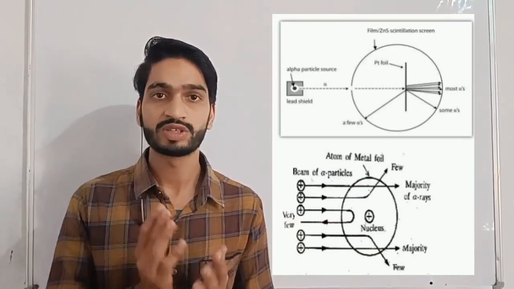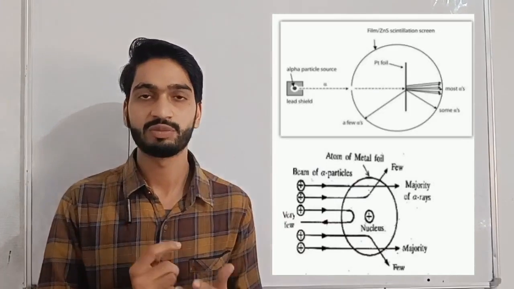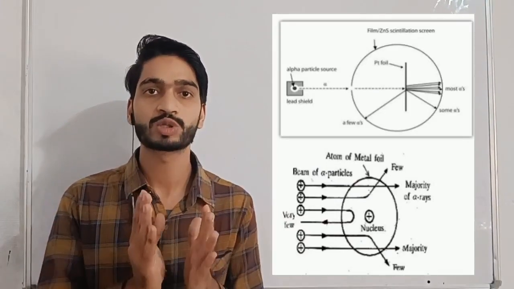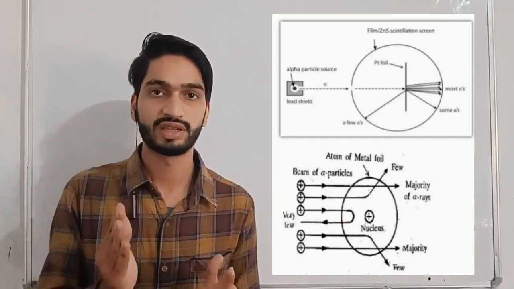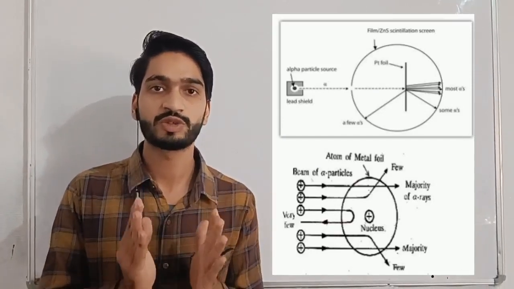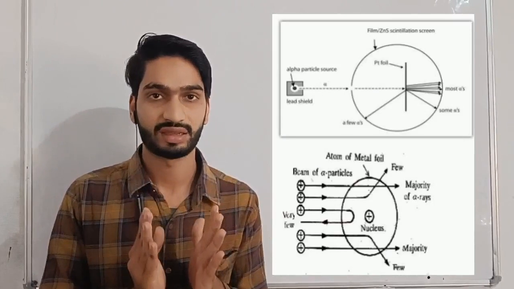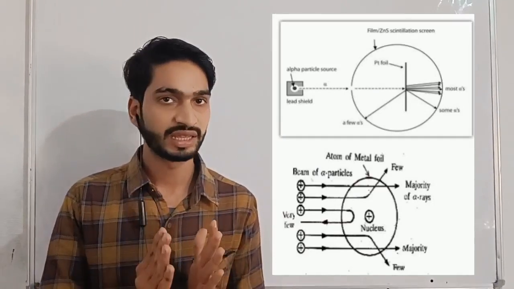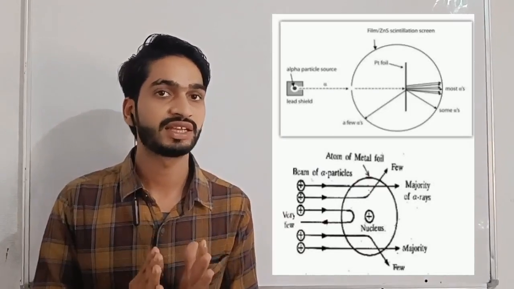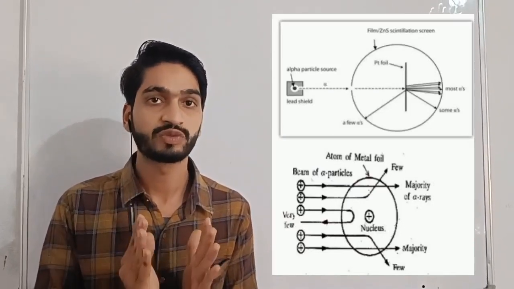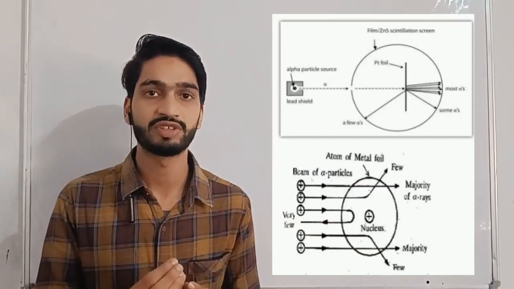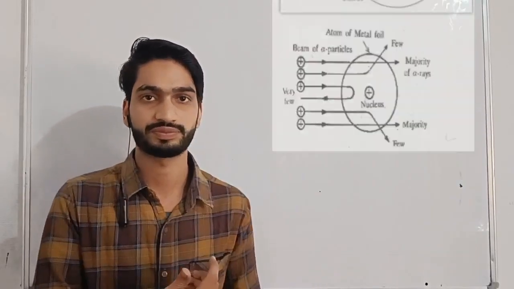What were the observations of the alpha particle experiment? Number one, when alpha particles strike the thin gold foil, most of the alpha particles pass straight through, which shows that a lot of space inside the atom is empty. Some of the alpha particles got deflected by small angles and some got deflected by very large angles, which shows that the force of repulsion is present and something very hard is present inside the atom, which is called the nucleus. This was the Rutherford atomic model.